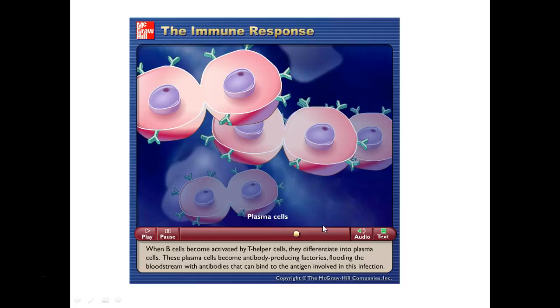The very first one it's going to make most of the time is M, but that's going to switch to those other classes depending on the signals that that B cell gets and its location in the body.